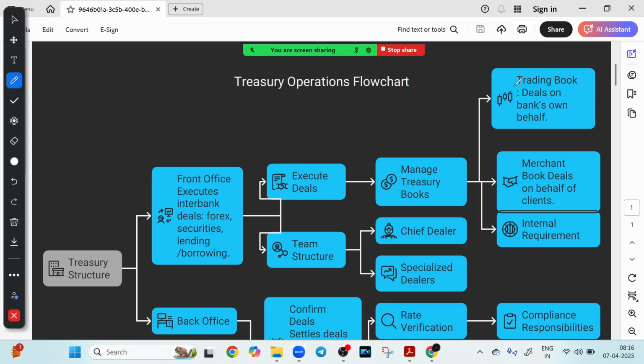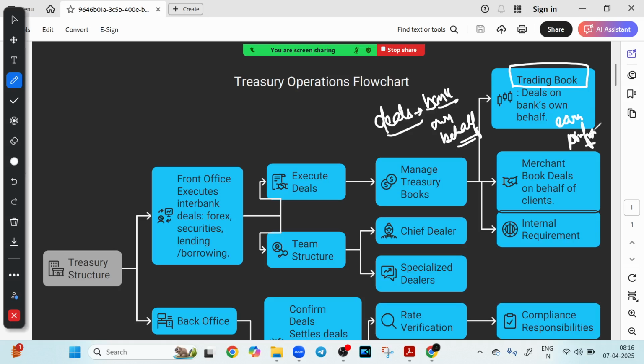The first is called the trading book. You know what the meaning of trading book is? Those deals which are done on the bank's own behalf are called the trading book, aimed at earning profit. The main aim is earning profit.